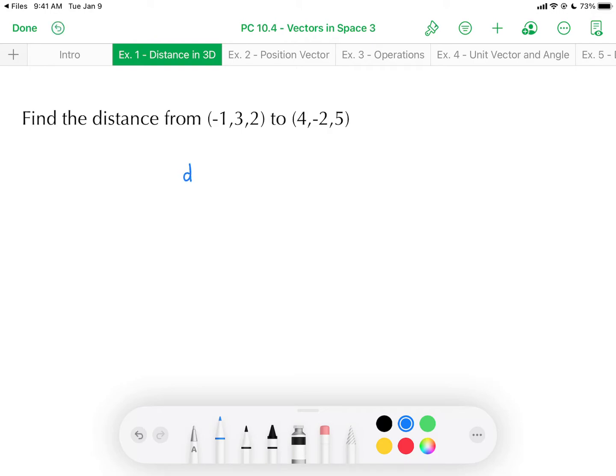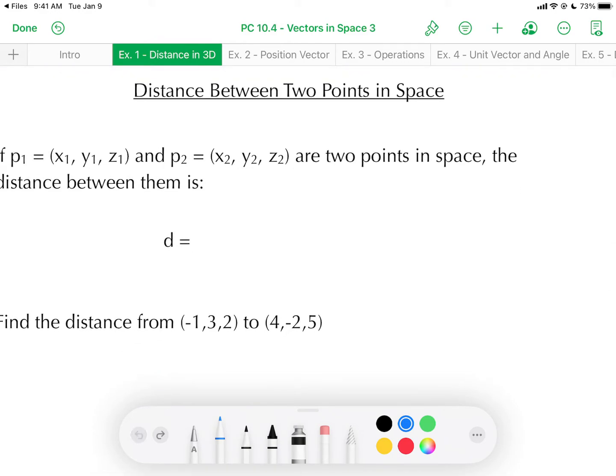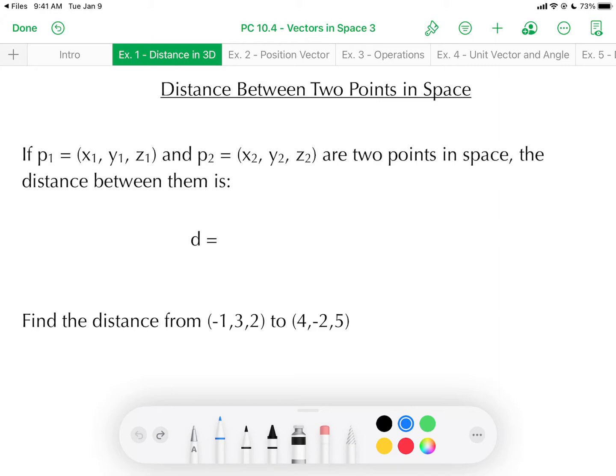So the distance here, I'm sorry, I got the formula up top I got to put in. Okay, so let's say we're working with point 1 with coordinates x1, y1, z1, and point 2 with coordinates x2, y2, z2. These are 2 points in space. The distance between them would be equivalent to the square root of x sub 2 minus x sub 1 squared plus y sub 2 minus y sub 1 squared. Now, if we stop there, that's our distance formula for 2D, right? But now we just tack on plus z sub 2 minus z sub 1 squared.